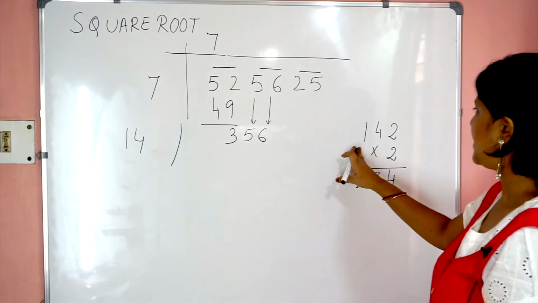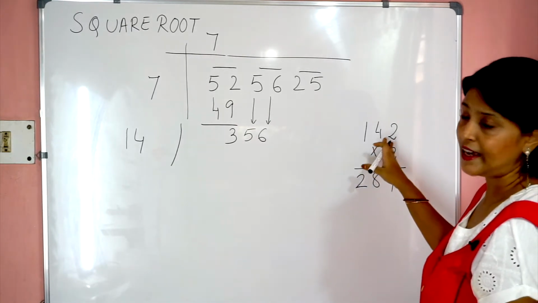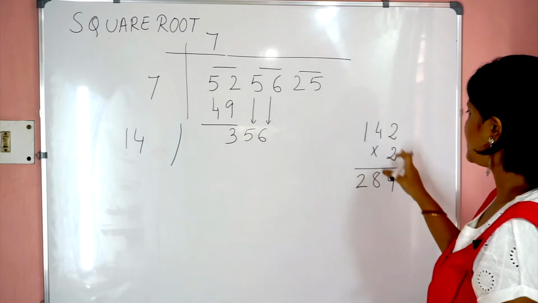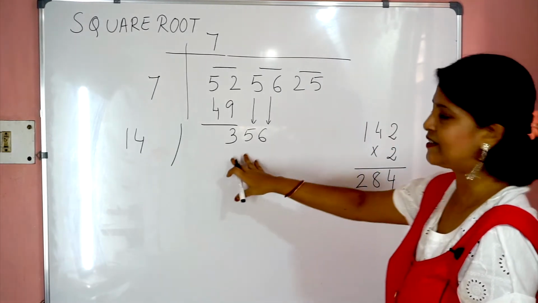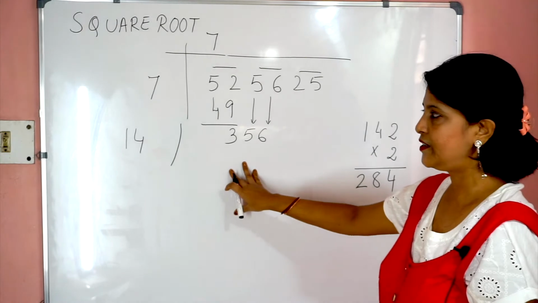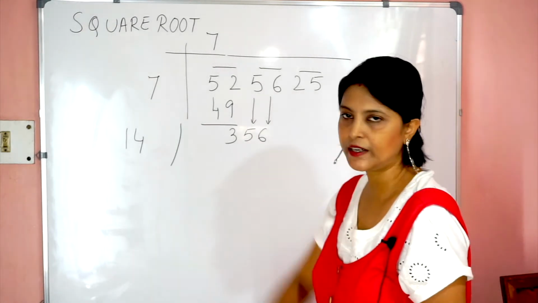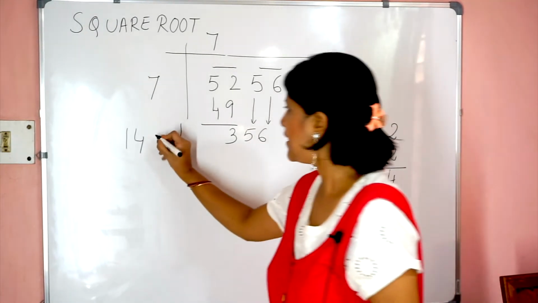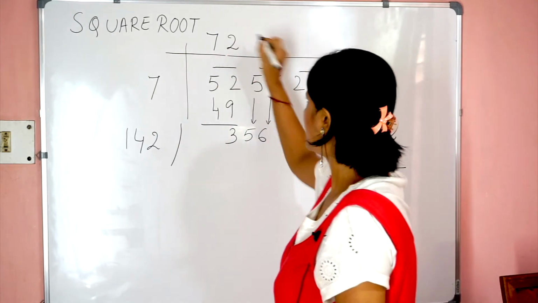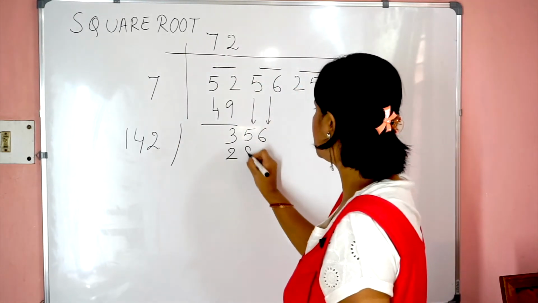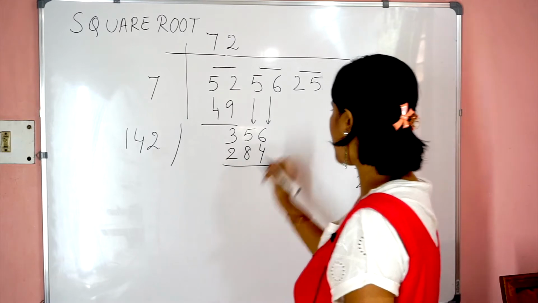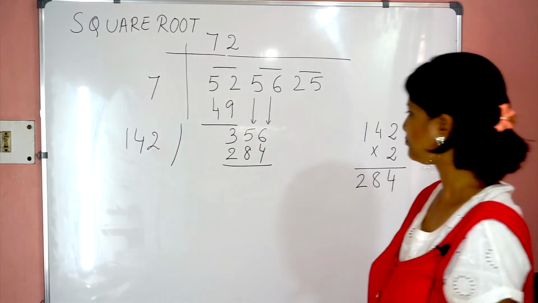356. Because if I take 143 as the divisor and the quotient as 3 and I multiply, I will get a value more than 356. So I cannot take 3 in the units place. Instead, I will take 2 in the units place. So this gives me 284. When I subtract, what do I get?